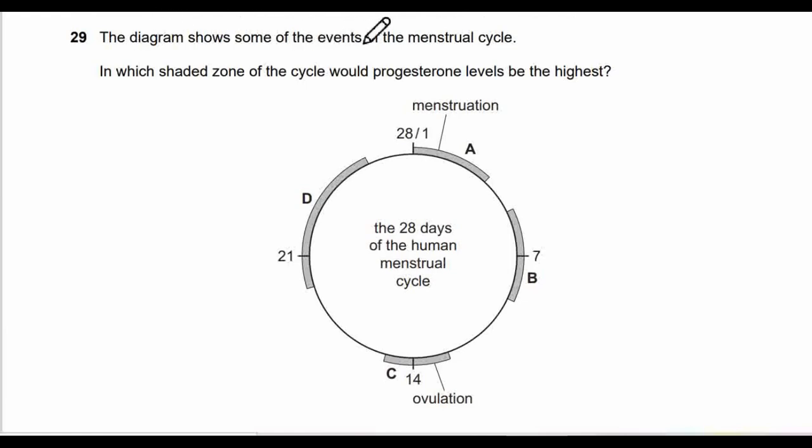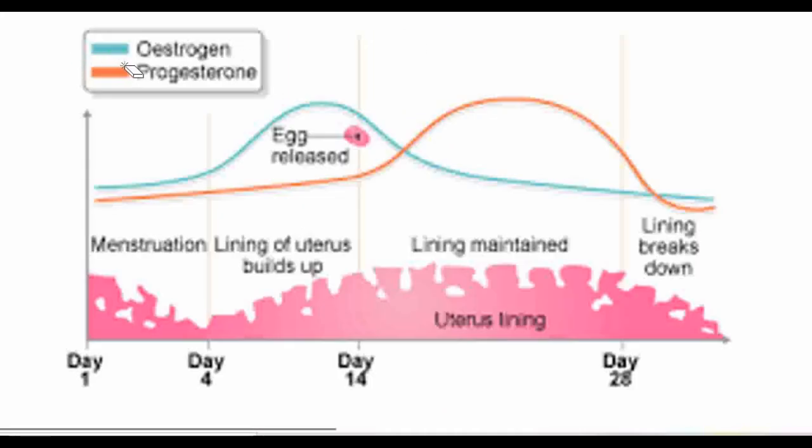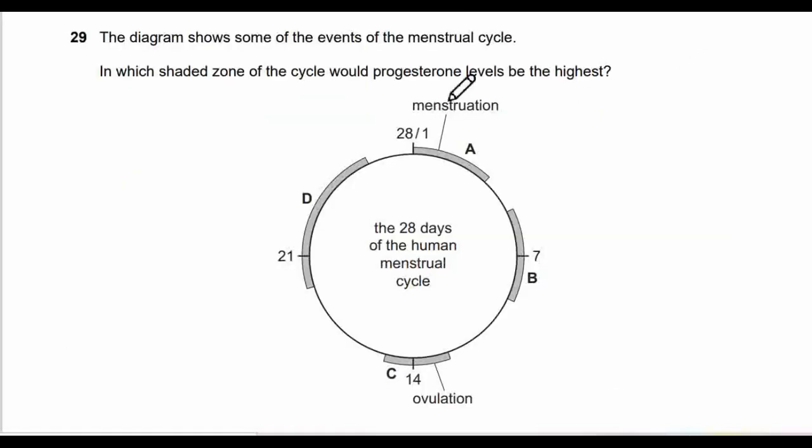Question 29. The diagram shows some of the events of the menstrual cycle. In which shaded zone of the cycle would progesterone levels be the highest? Is it A, day 1, B, day 7, C, day 14, and D, day 21? Well, this is the diagram of estrogen and progesterone hormone during the menstrual cycle, day 1 to day 28. So the estrogen level will be the highest at its peak near the ovulation, so near day 14, and the progesterone level will be the highest after the ovulation between day 14 and 28, with the purpose of maintaining the lining if pregnancy happens. So progesterone level will be highest in section D for question 29.